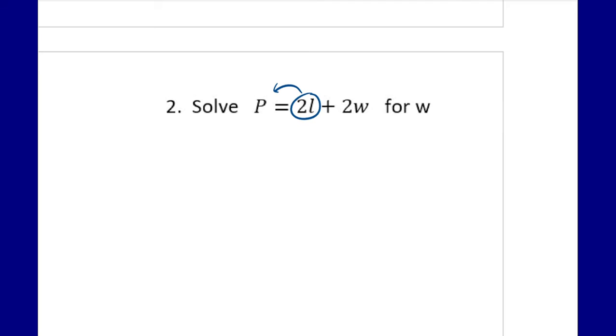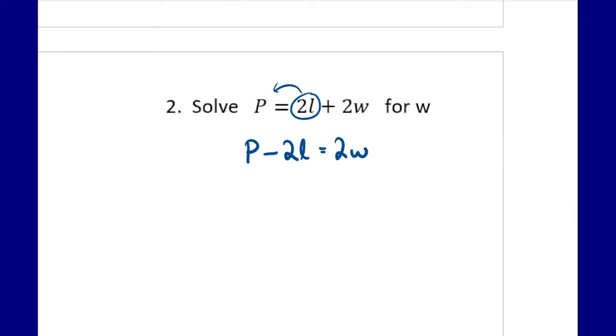So because the w is attached to this 2, I'm going to deal with that part second. I'm going to move the 2l over first. P remains the same, because this was a positive 2L, when I move it over, it becomes minus 2L. The 2W still remains. Now I can focus on getting rid of the 2.